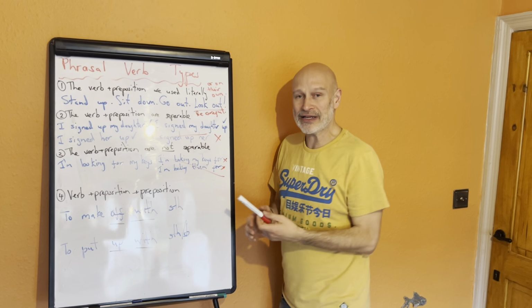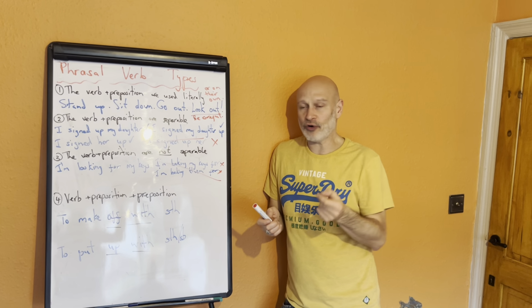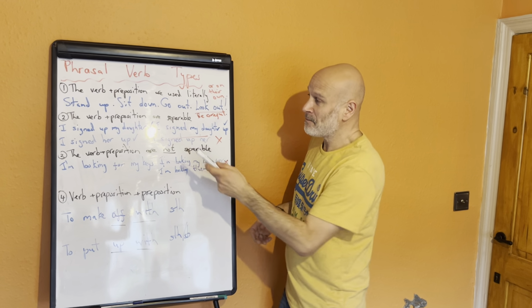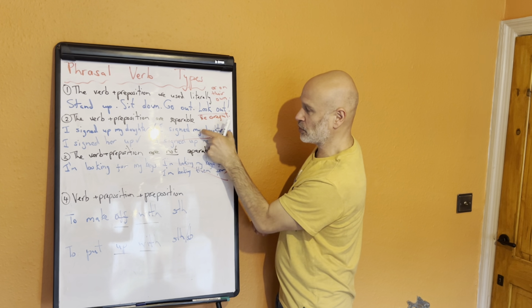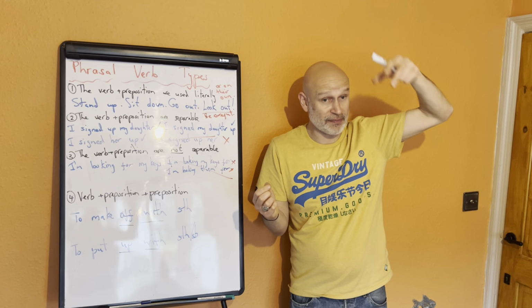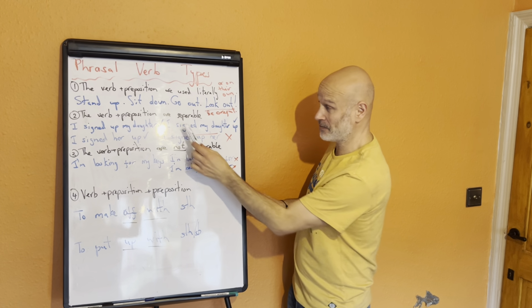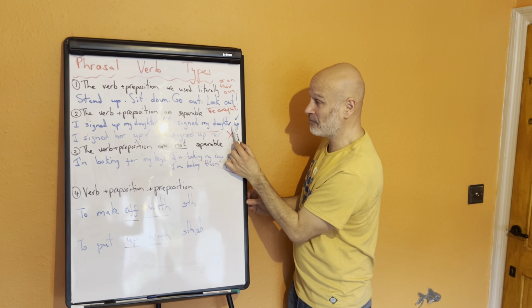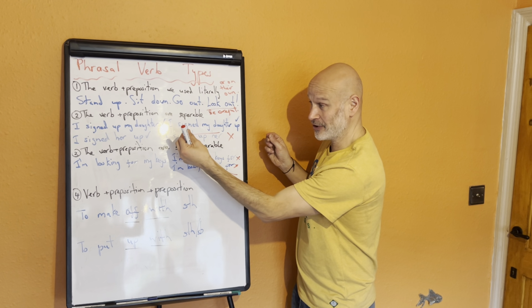I signed up my daughter. You signed her up for the dance classes. But you could also take my daughter and open the phrasal verb up and put the object, which is my daughter, inside the phrasal verb. I signed my daughter up. So you've opened up the phrasal verb.